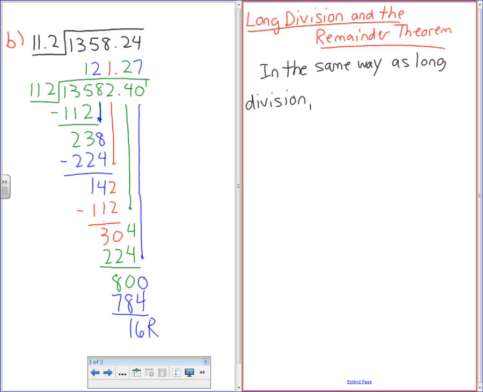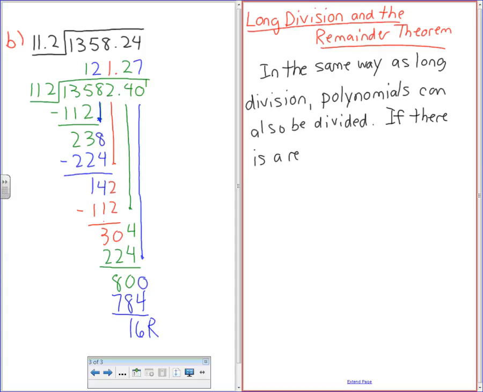Say polynomials can also be divided. We're going to say if there is a remainder, just leave it over what you are dividing by. I'll do it the other way here, sorry.